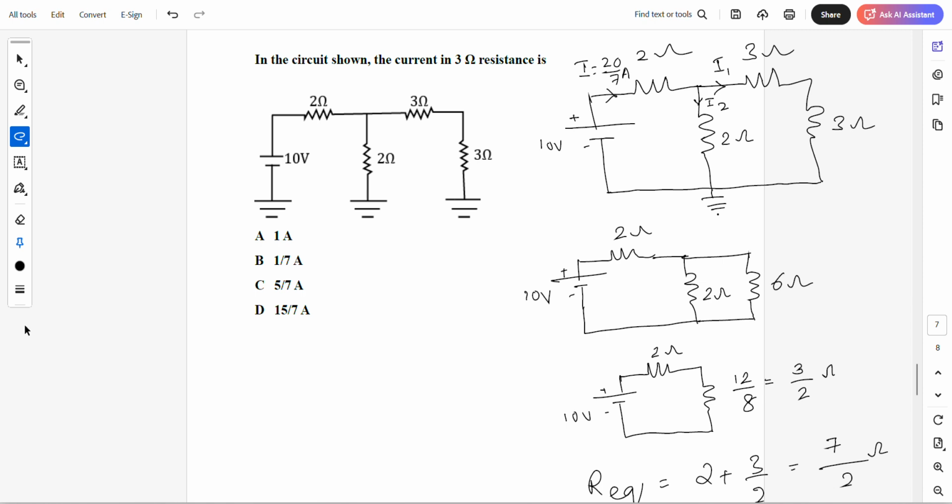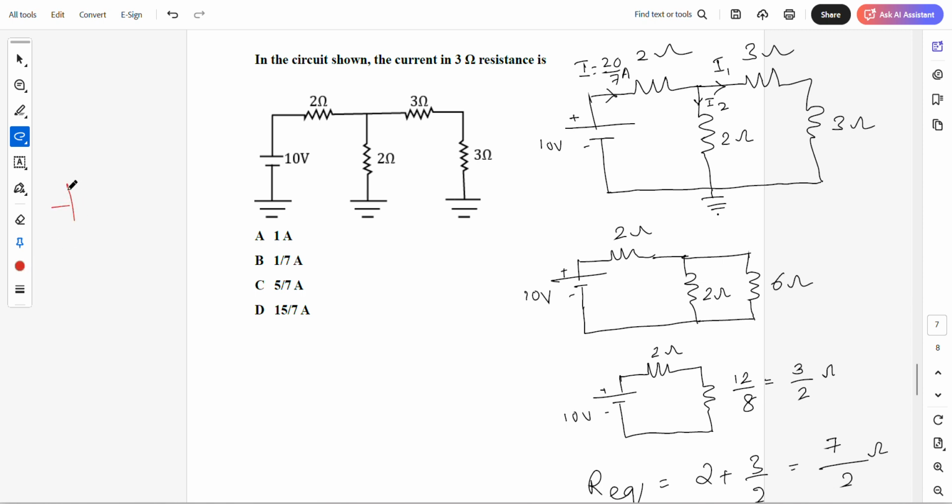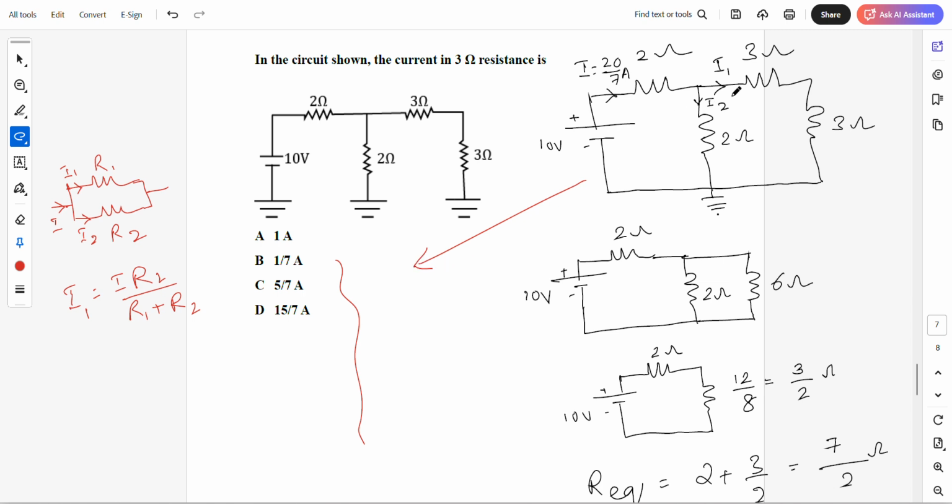Understood? Now we know very clearly, whenever we have two resistors, this is R1 and this is R2. This is the main current I entering. Let us say this is I1 and this is I2. What is the value of I1? I1 will be equal to main current into resistance of the other branch divided by sum of the resistances R1 plus R2. In the same way, try to calculate the value of I1.